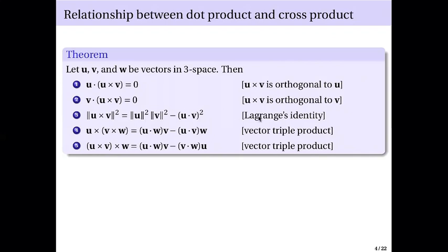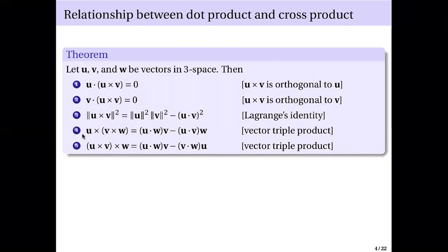We call this the Lagrange identity. It has a name because it might be helpful in our future computations.